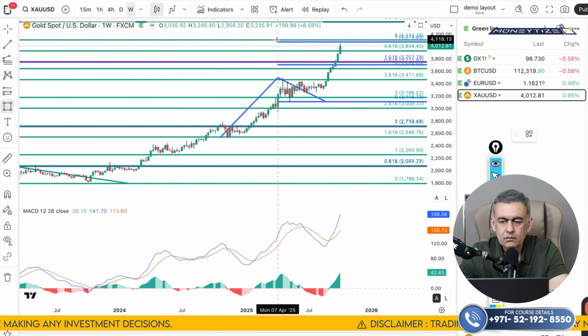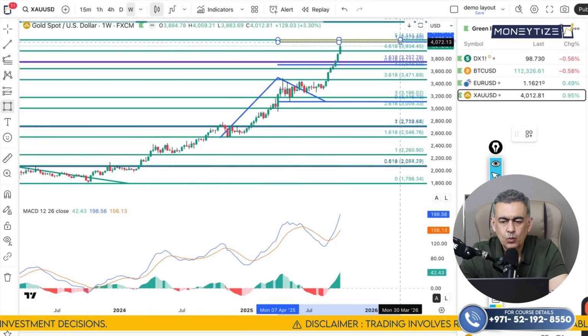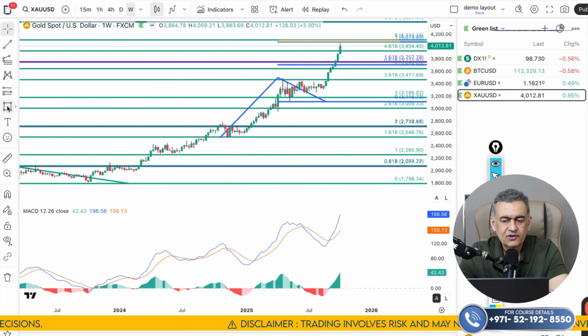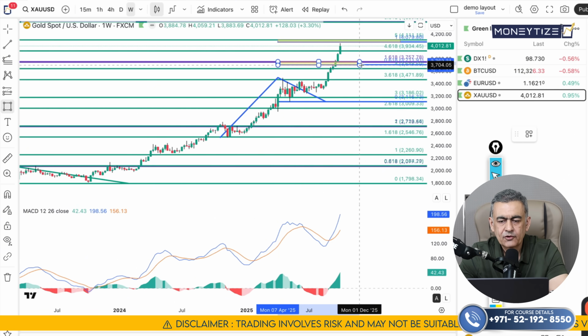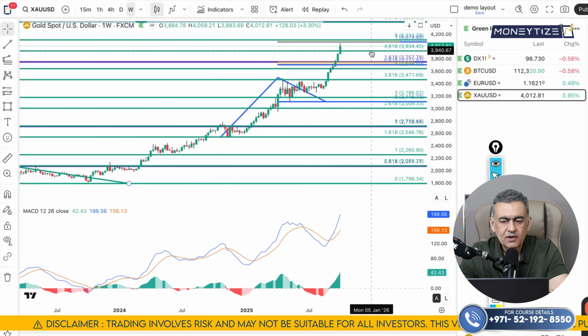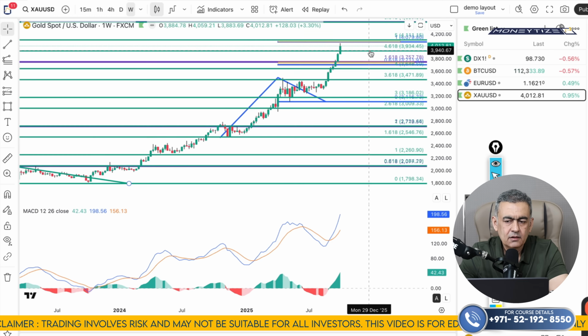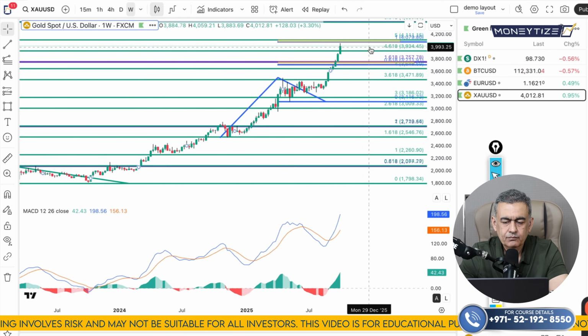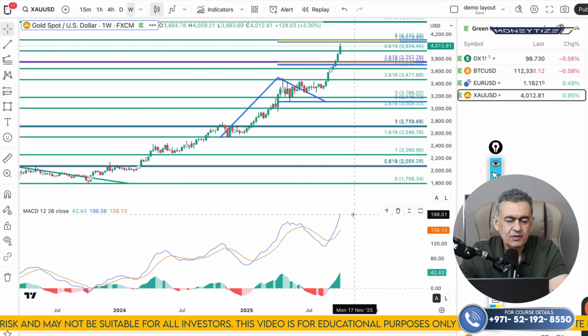So 4079 to 4111, and the closest strong support is here. So it is again at 3757, and in between we have a very strong fib level support at 3940. And the environment here is extremely bullish.